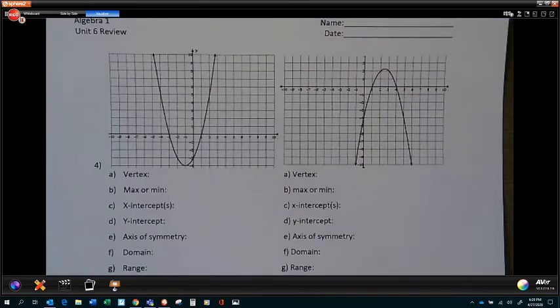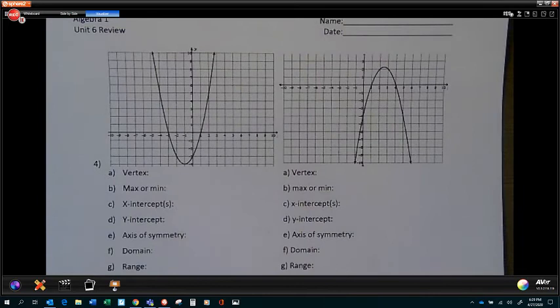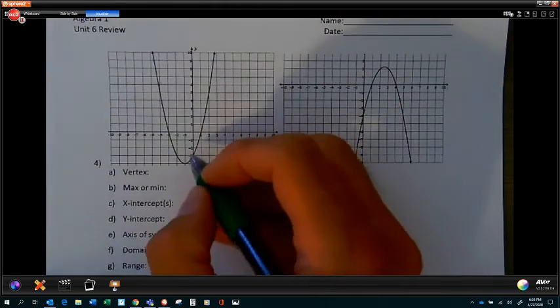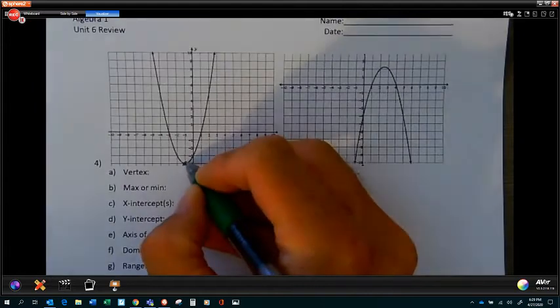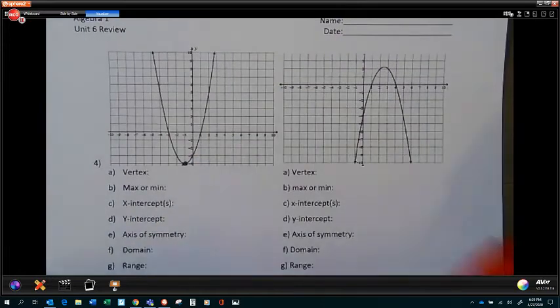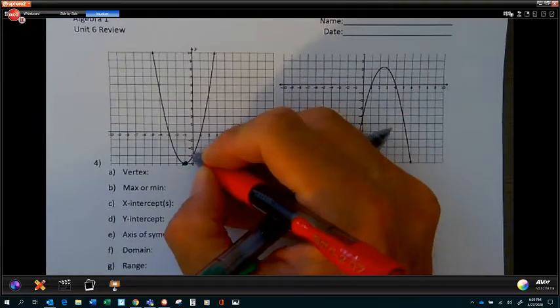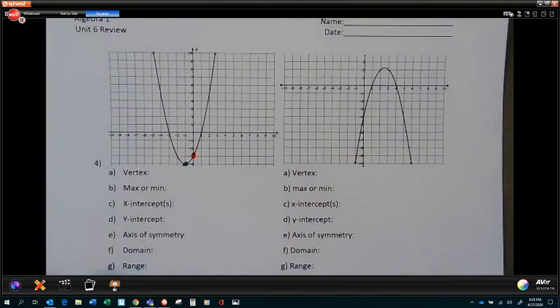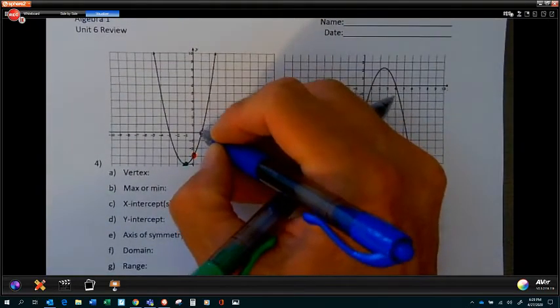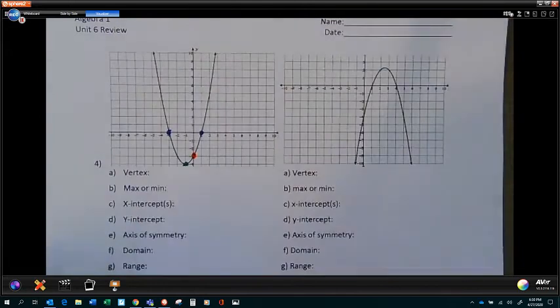All right, moving on to page 2. Again, we have 2 parabolas, and we're going to find the following information. Again, our vertex is going to be right down here. Our y-intercept is going to be right here. Our x-intercepts are going to be here. So let's get those down first.